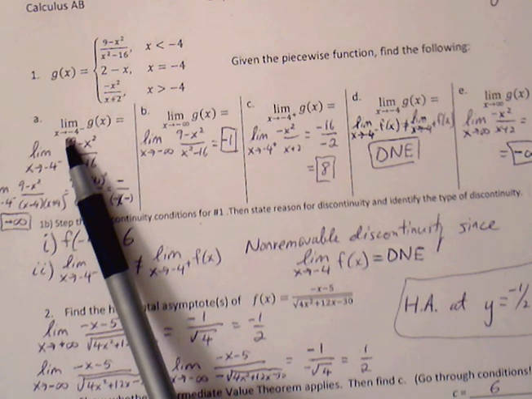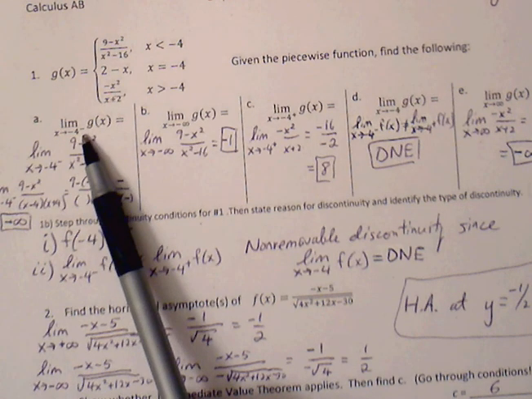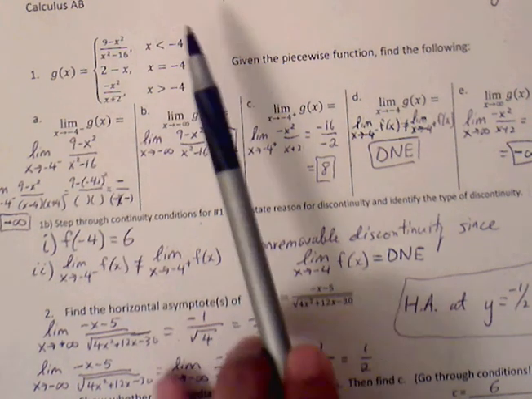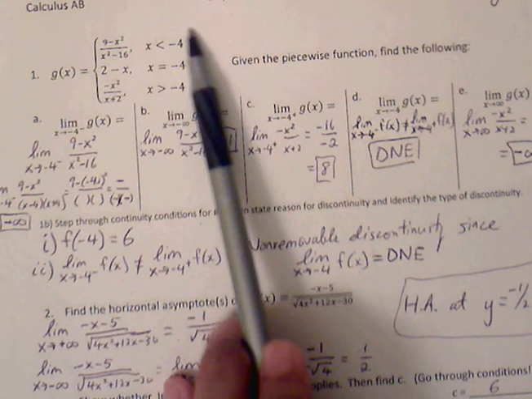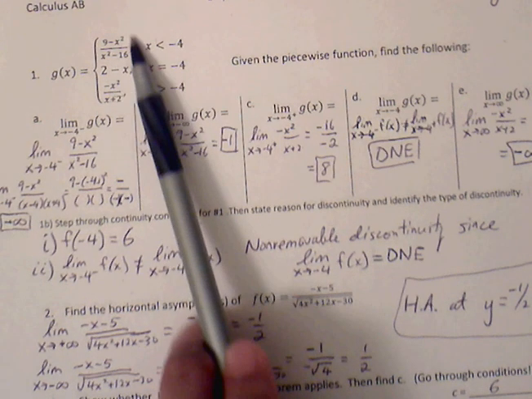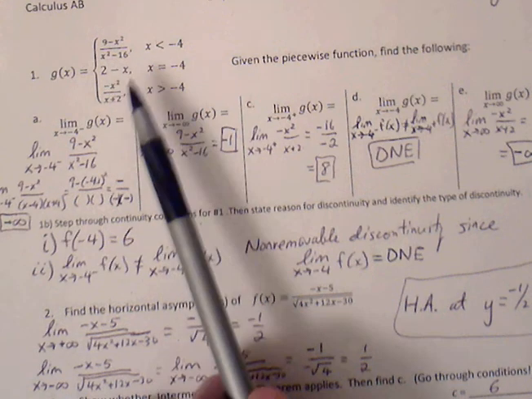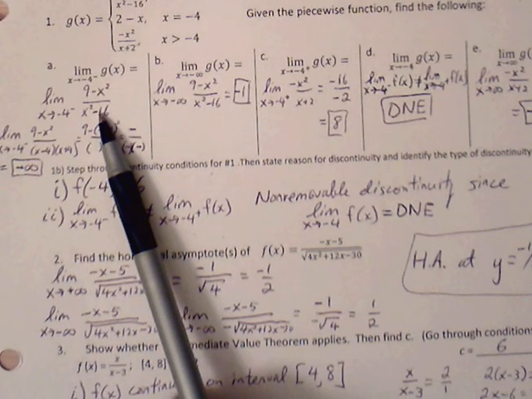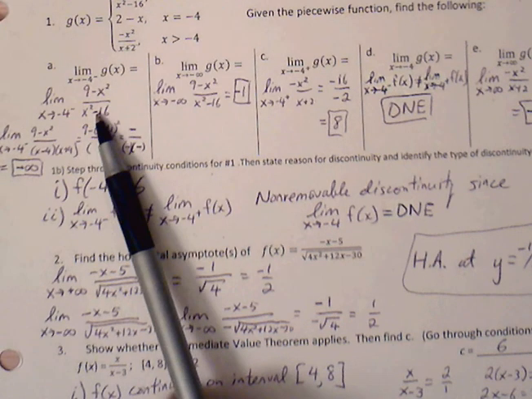-4 from the left side of -4, so that's going to be less than -4. So that's going to have to be this branch right here. So if we want to find the limit as x approaches -4 for this branch, then we're going to first identify this function, and then we go through our appropriate steps.